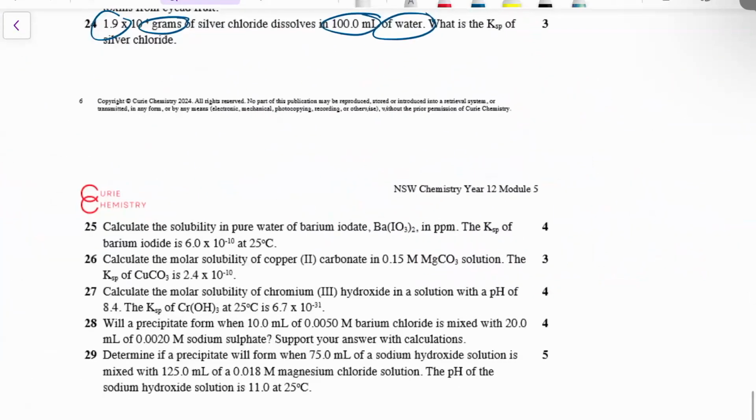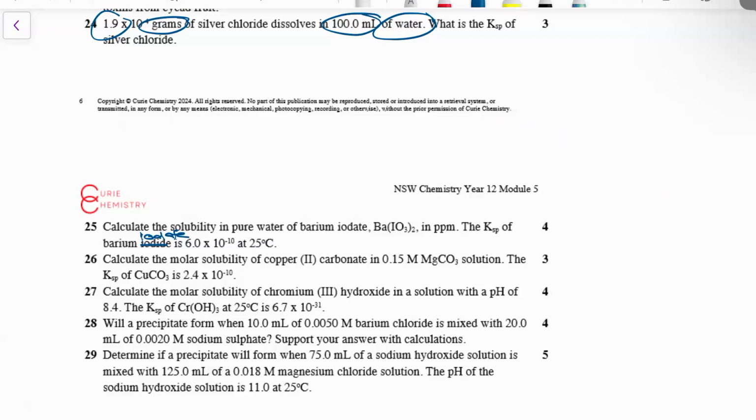Question 25. Calculate the solubility in pure water of barium iodate, BaIO32 in ppm. That should say iodate, barium iodate. The KSP is 6.0 times 10 to the minus 10. So this is the other way around. Question 24, we did solubility to KSP. Question 25 is KSP to solubility.